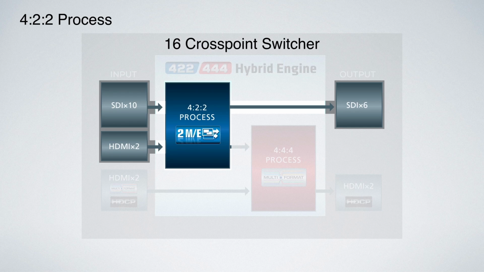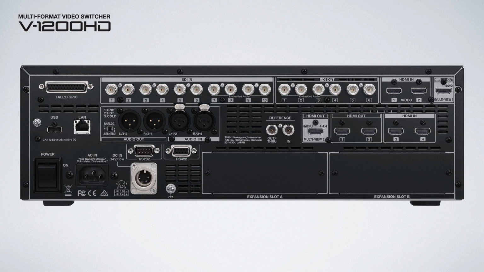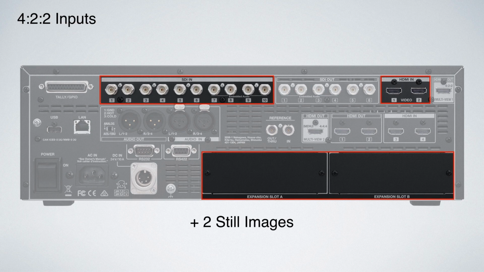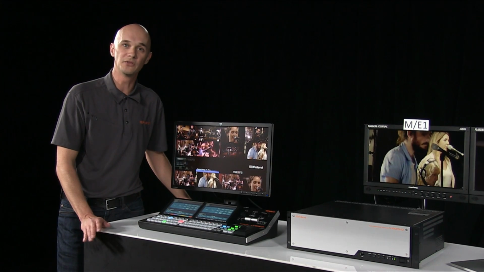So let's start with the 422 mixing engine. What we'll do is we'll take a look at an image of the back of the V-1200HD, and take a look at the inputs that are directly connected to the 422 mix processor. So you can see on the back, lots of SDI, perfect for broadcast. Now, you have 10 SDI inputs. These are capable of everything from 480i all the way up to 1080p, so they are 3G SDI. And then you can see that we have 6 SDI outputs, again, 480i all the way up to 1080p 3G SDI.